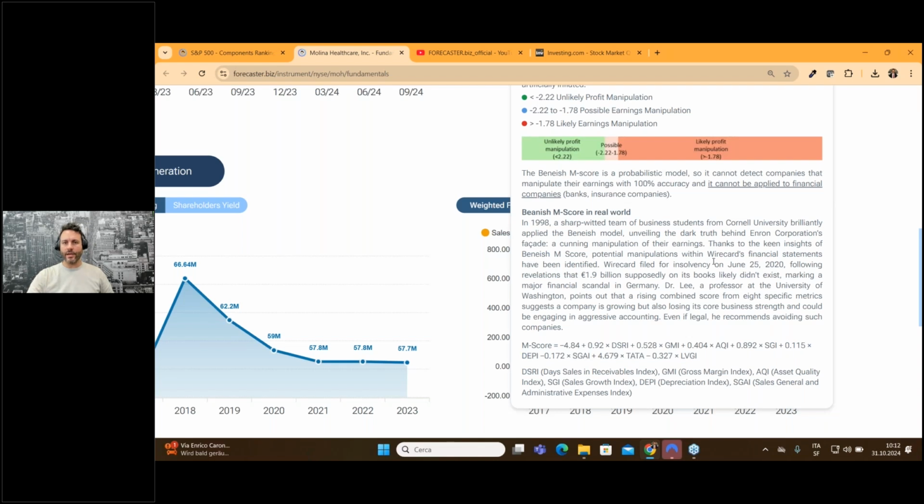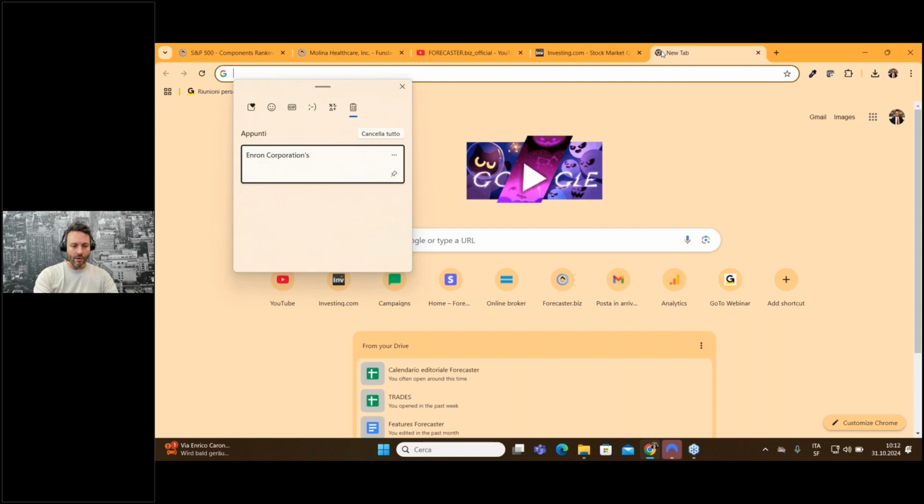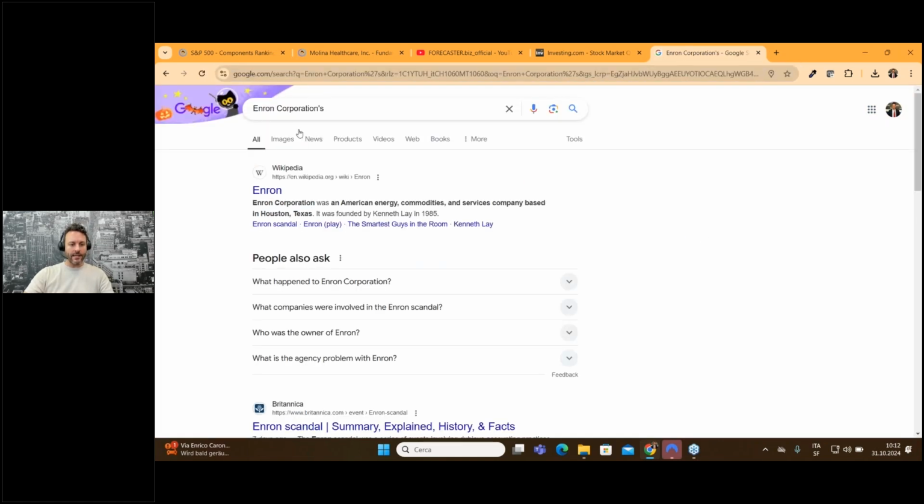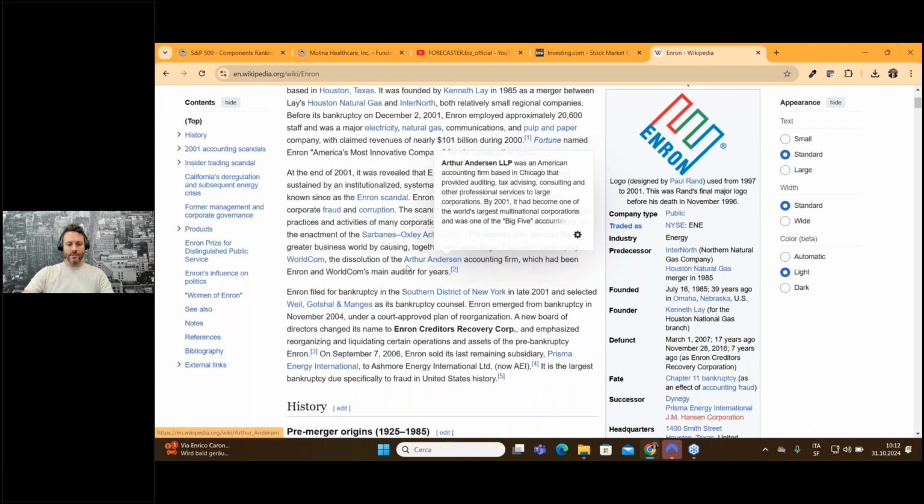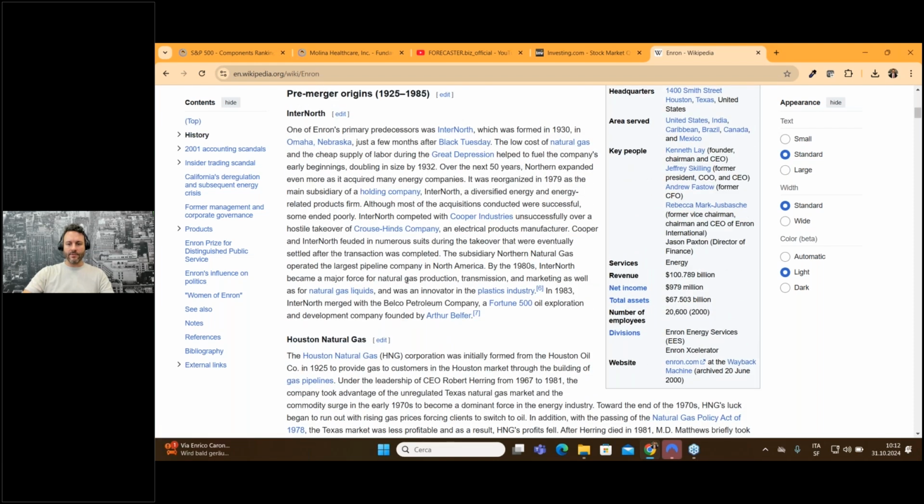And for example, this ratio has a very nice history, because students from Cornell University applied the Beneish model, and they unveiled the dark truth behind Enron Corporation. Maybe you don't remember, but Enron Corporation was one of the biggest frauds in the economic history of the United States. They did something really bad. They rigged the financial results, and the story is very famous.